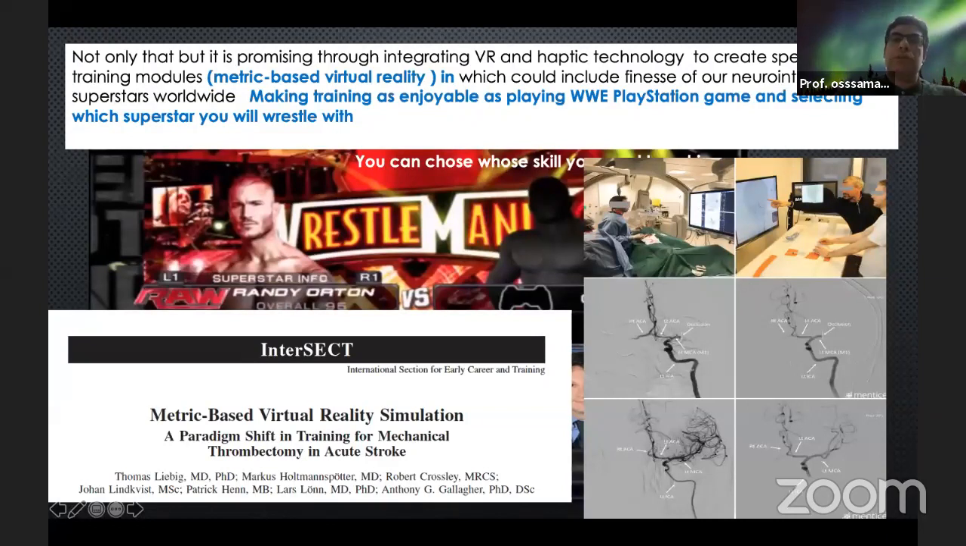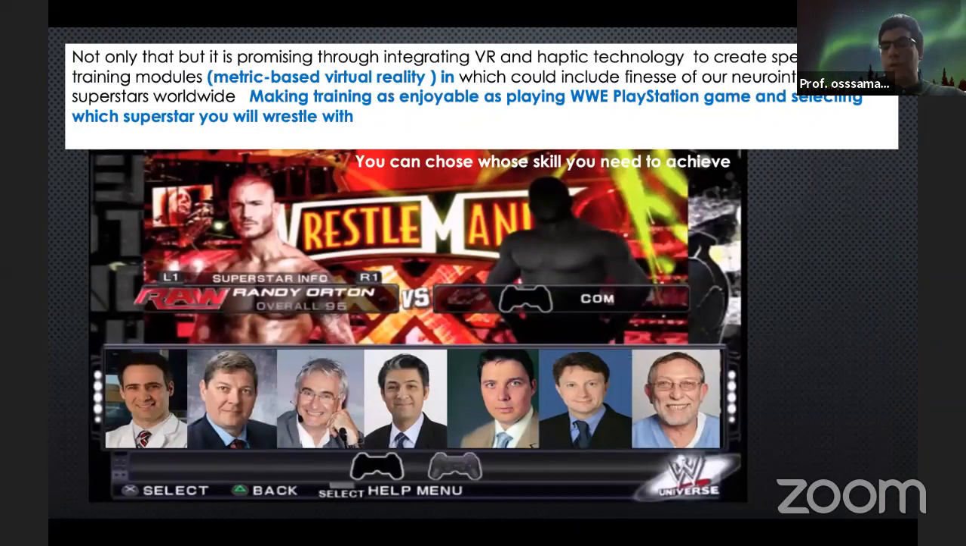This is a very interesting paper published in a very prestigious journal, Stroke, showing that by combining virtual reality, metric-based virtual reality, and haptic technology, they can create a platform that can get information from the hand touch of the operators and guide the operator to do steps in a special way. So I think it's very interesting, making the training as enjoyable as playing a WWE PlayStation game and selecting which superstar you will wrestle with. For example, you can choose from all these superstars.